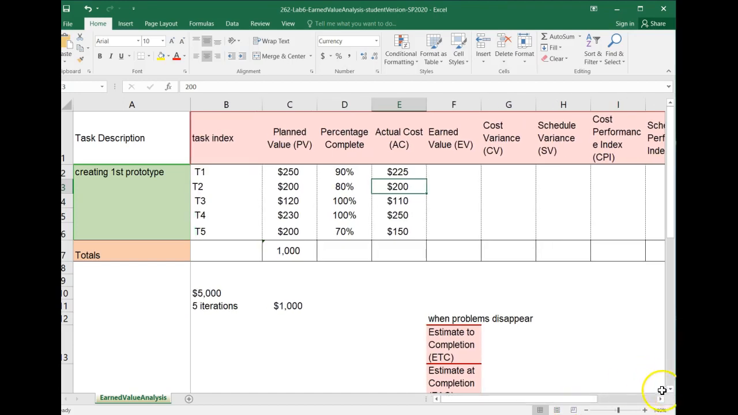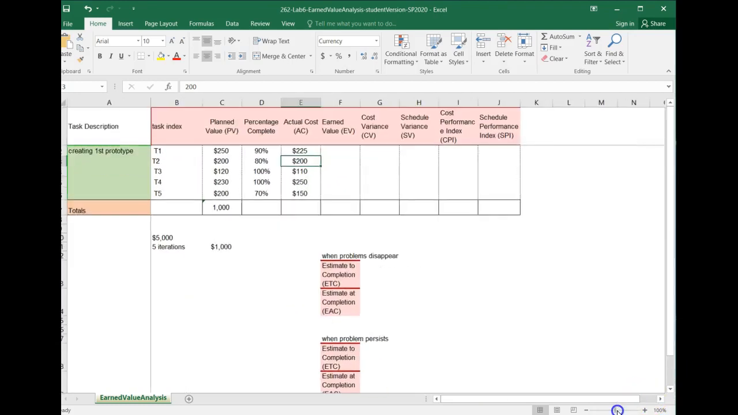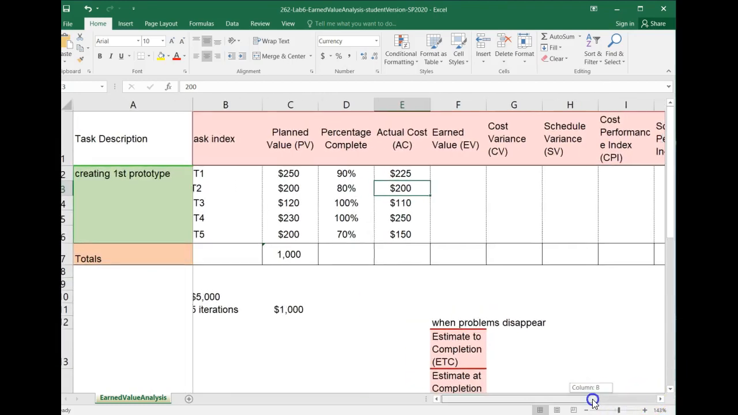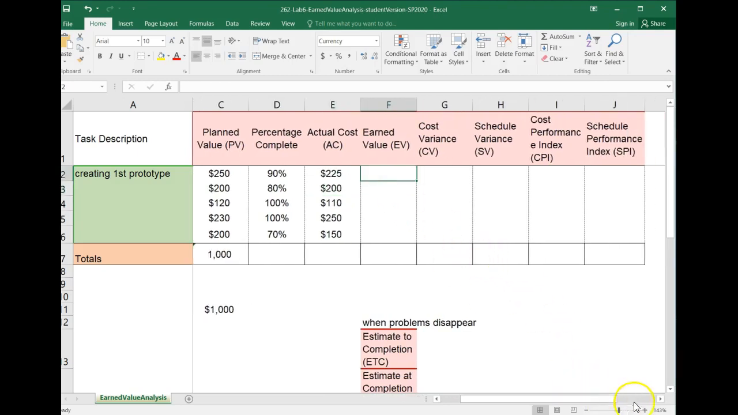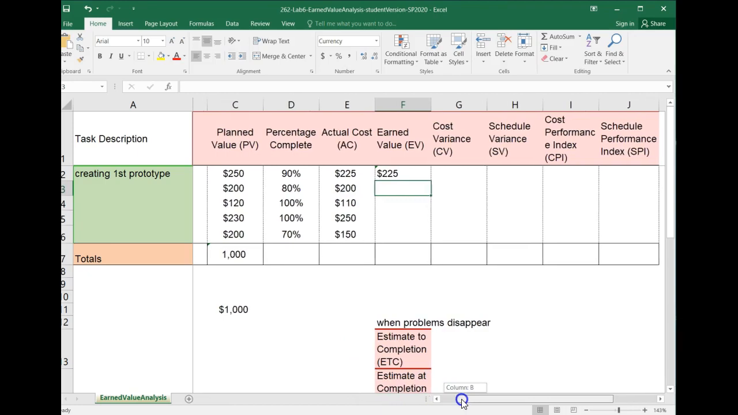So you're gonna stay with me for the first part, and then we'll do the second part. The first thing we do is to do earned value. If you remember my dinner and movie example, you're gonna multiply your planned value by percentage completed. This is how much you would pay for it. So I get $225 to get 90% of task 1 done. This is how much you would pay.